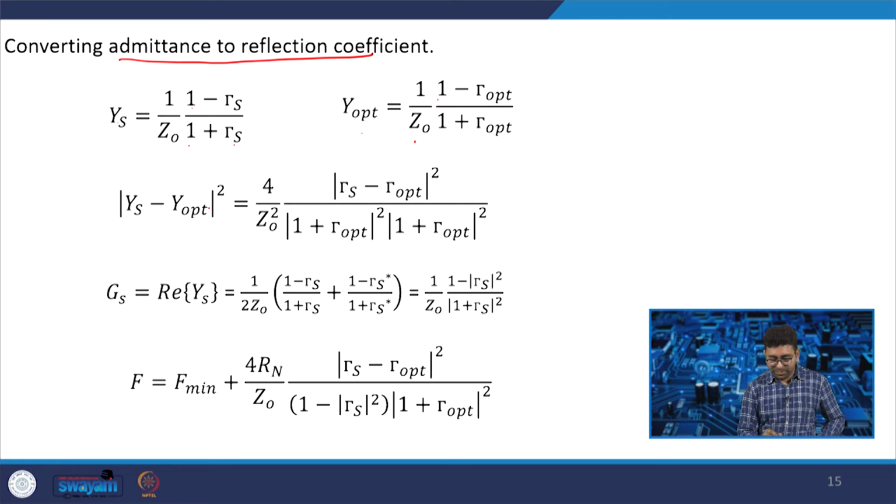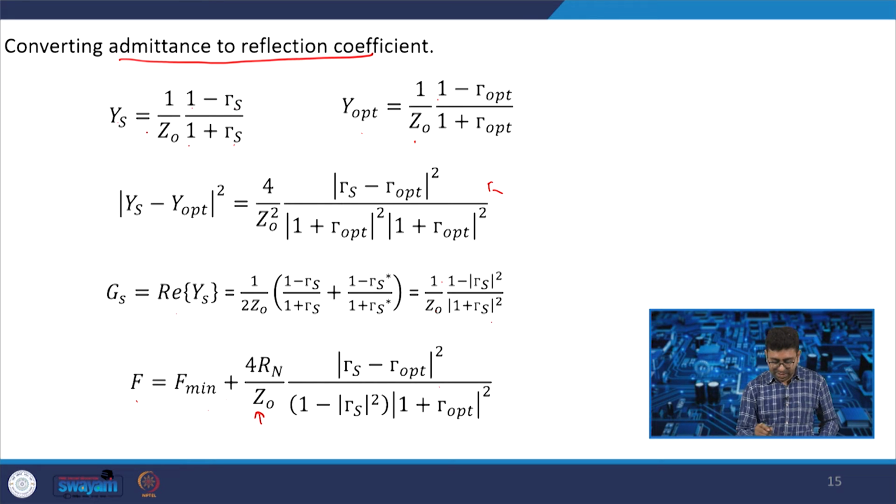Ys by Y opt, you can write it by this equation. If you consider the Gs, which is the real part of Ys, then it can be written as 1 by Z naught times 1 minus gamma square by 1 plus gamma s whole square. So, the same equation you can also represent in terms of the reflection coefficient gamma s and reflection coefficient gamma opt, where F equals F min plus 4 Rn by Z naught.